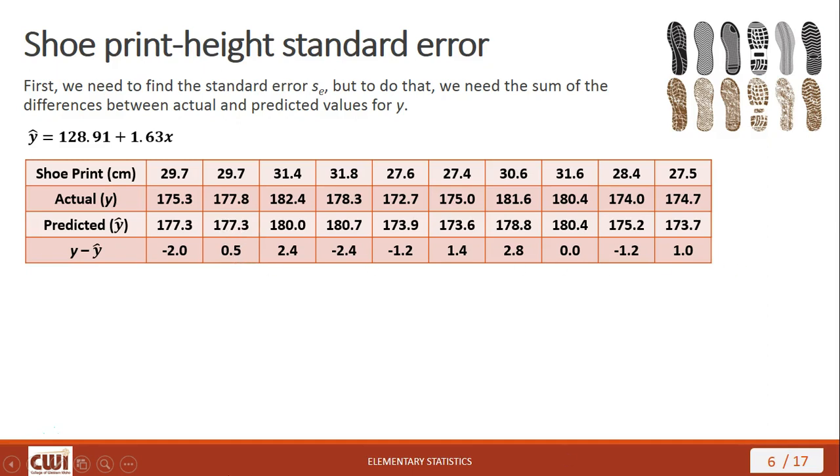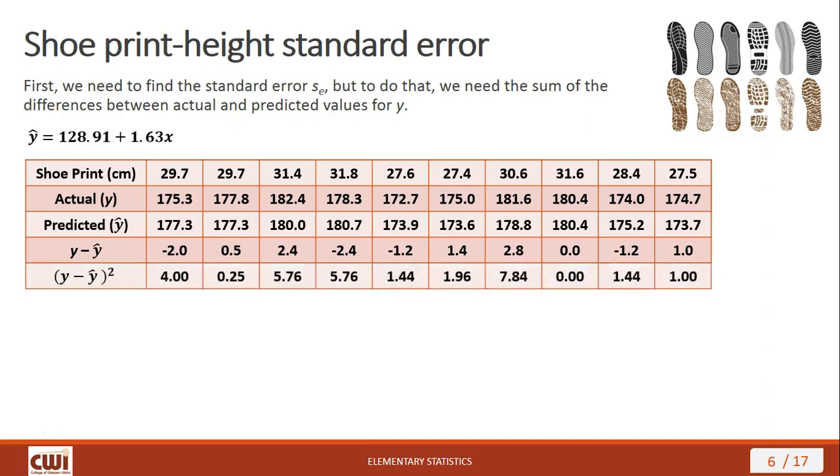So now I've got the differences between the actual observed values and the predicted values according to the regression equation. I can then take those differences and square each of them. So -2 becomes 4, 0.5 becomes 0.25, so on and so forth. If I add the squares together, I have the sum of the squares of the differences between the observed and predicted values. Adding all those numbers together in that row gives me 29.45.